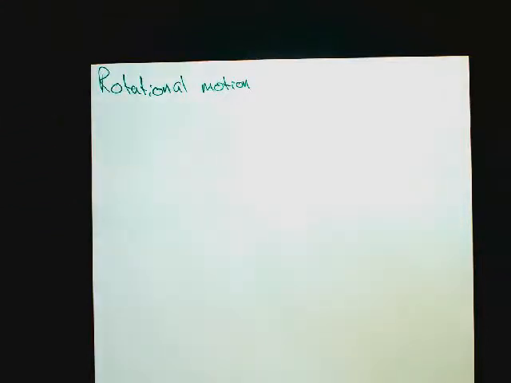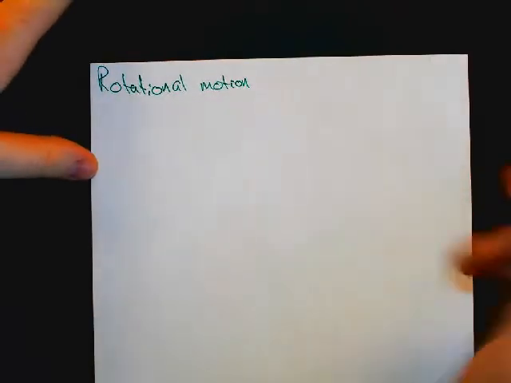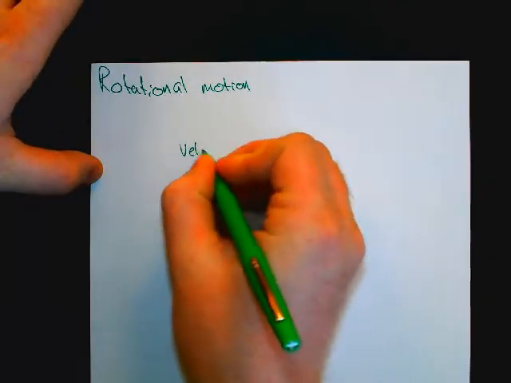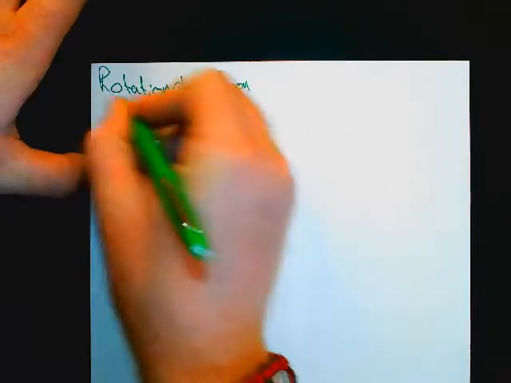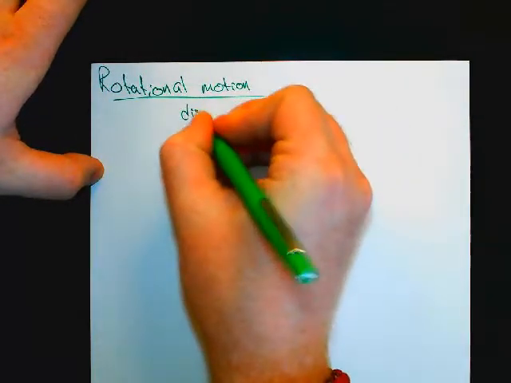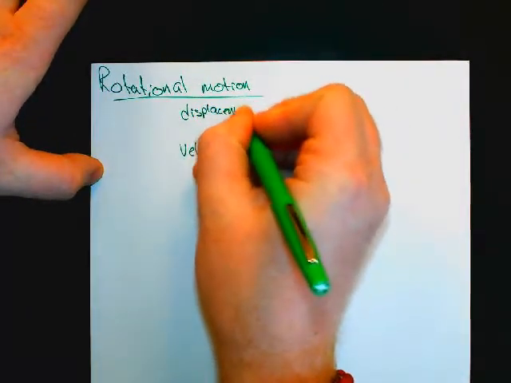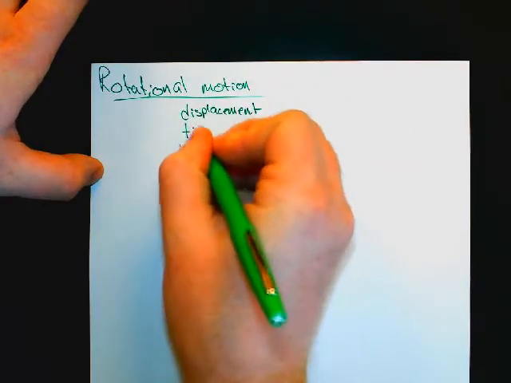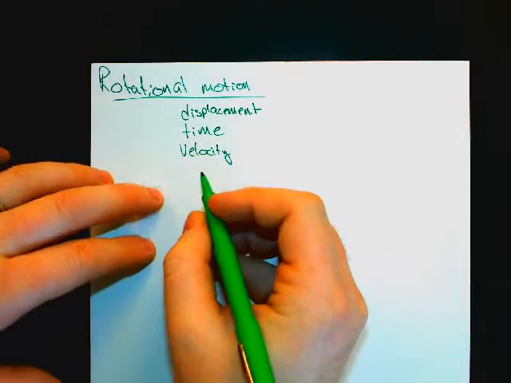What I'm going to do to start is list out any of the things we've measured, any of the variables we've talked about since the beginning of the year. So at the most basic level, from the beginning of the year, what were some of the things that you measured? Velocity. Okay, velocity. Displacement. Time.